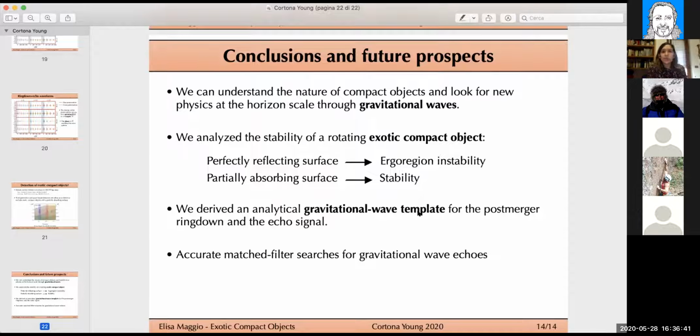So I go to the conclusions. Essentially, I've shown you that with gravitational waves, we can understand the nature of compact objects in our universe and look for new physics near the horizon. I've described some alternatives to black holes, and we have seen that rotating solutions are affected by an instability in case of perfect reflection, but they can be stable in case of partial absorption. And I have derived an analytical gravitational wave template for the Ringdown and the subsequent echoes. As a further development, we would like to do accurate matched filter searches for these echoes with these new templates. Thank you for your attention.